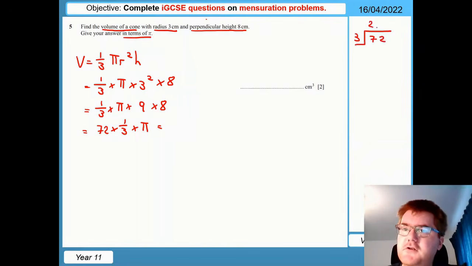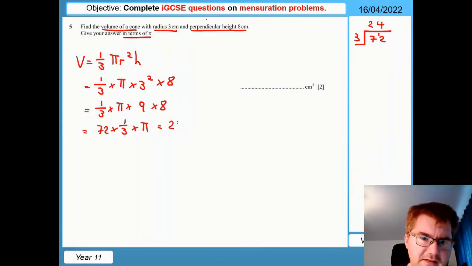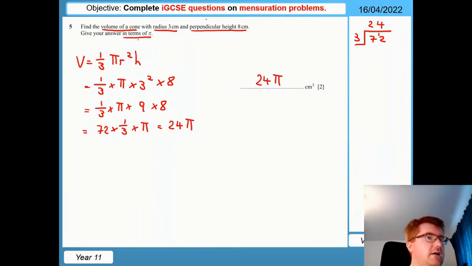3's into 7 go 2, remainder 1. 3's into 12 go 4. So then we get our final answer of 24 pi. Remember, we wanted the answer in terms of pi. You're not expected to put this into a calculator or anything like that and then work this out. This is purely just writing it in terms of that particular number pi.